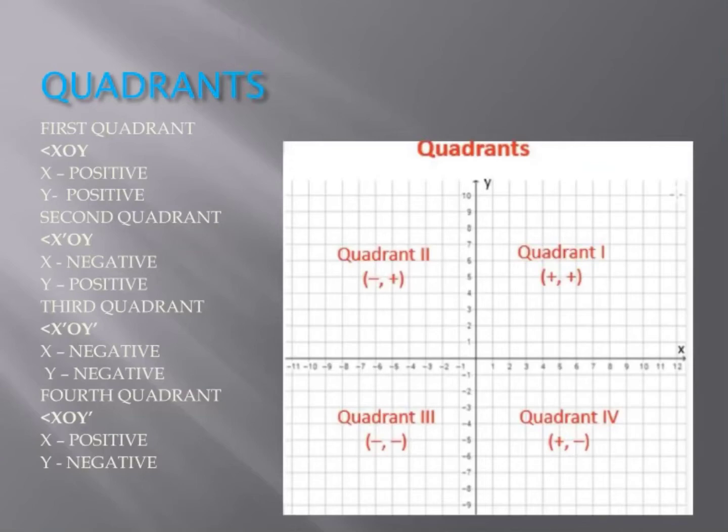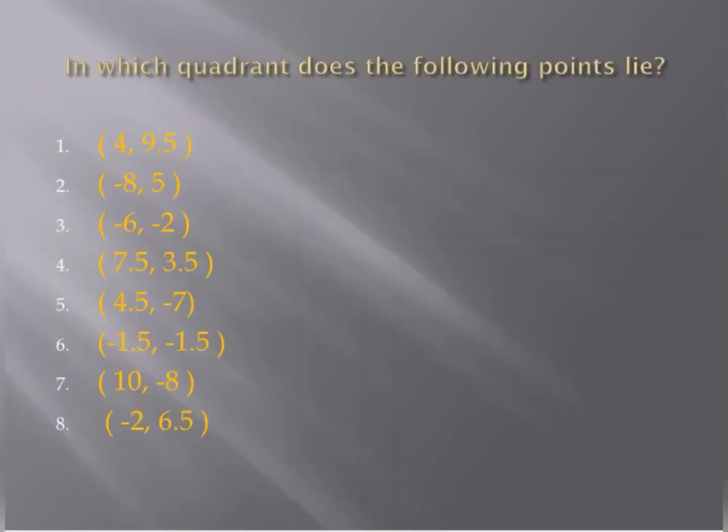So in the first quadrant both are positive. In the second quadrant x is negative and y is positive. In the third quadrant both are negative, and in the fourth quadrant x is positive and y is negative. Now let us see the given points lie in which quadrant. First point is (4, 9.5). So x coordinate is 4, y coordinate is 9.5 and both are positive. So this ordered pair will lie in first quadrant.